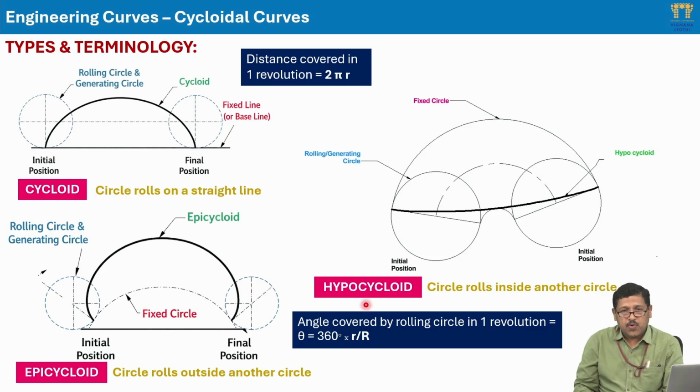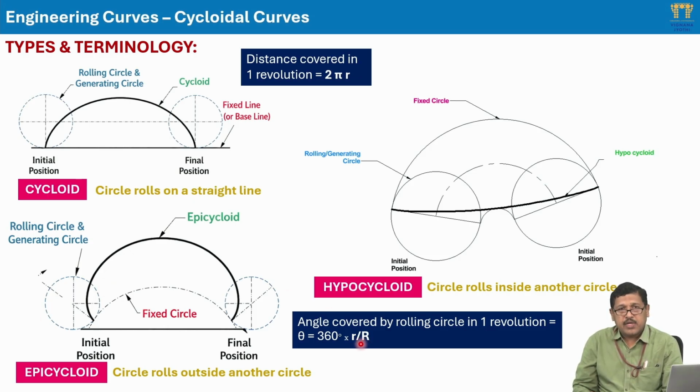And that is given over here. The angle covered by the rolling circle in one revolution, the angle notation is theta, is given by 360 degrees into small r by capital R. Now what is this small r? Small r is the radius of this rolling circle. The rolling circle is the smaller circle which is going to roll.